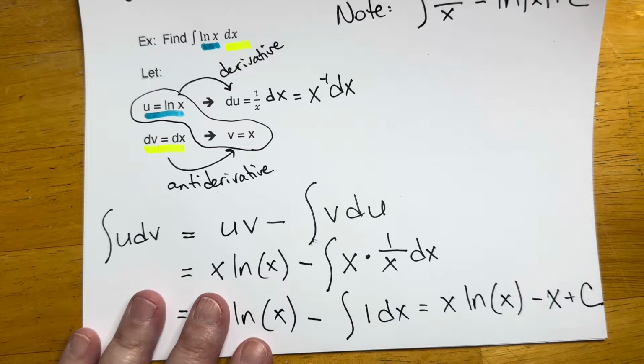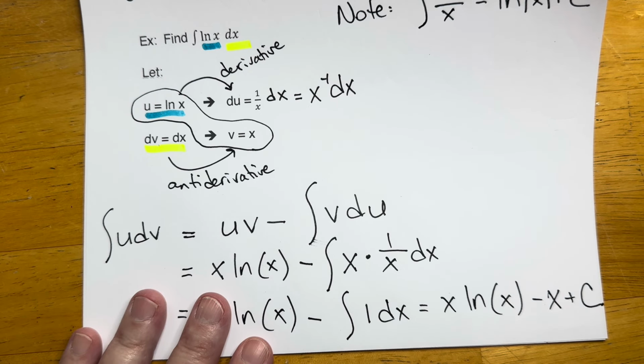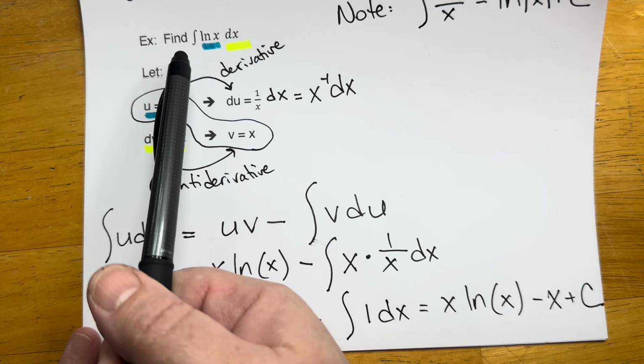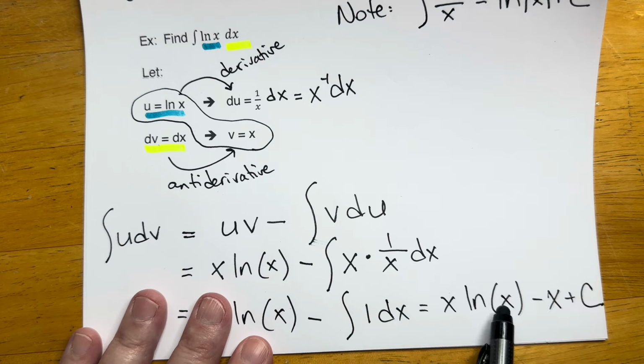And it turns out some people do memorize this formula. So this is what the integral of natural log is. It's x natural log of x minus x plus c. If you feel like it, you can go ahead and memorize that. It's up to you. You can also learn integration by parts and just use that. Okay.